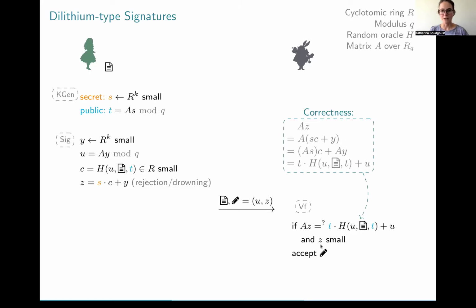So why is that true? Just a quick correctness check here. So if I compute A times Z and I replace Z by the equation I have on the left side, then I can just use associativity and then replace A times S by the definition of the public key and the definition of the challenge, and I'm obtaining exactly what's standing there. So we're happy.